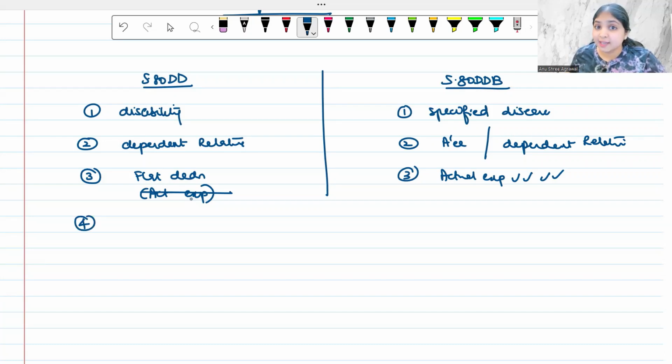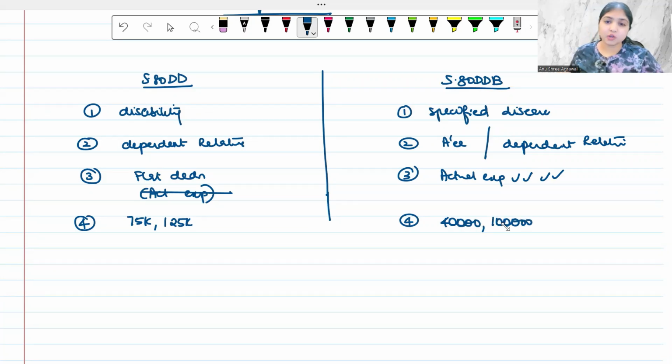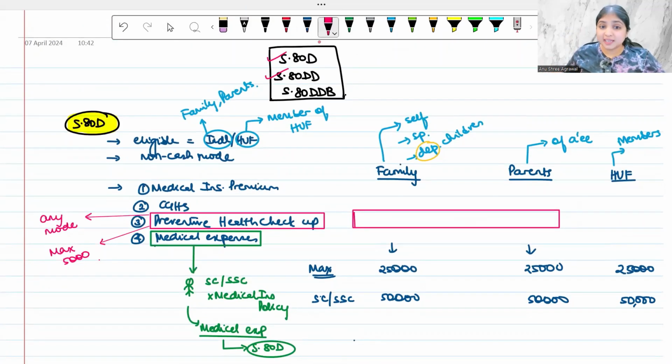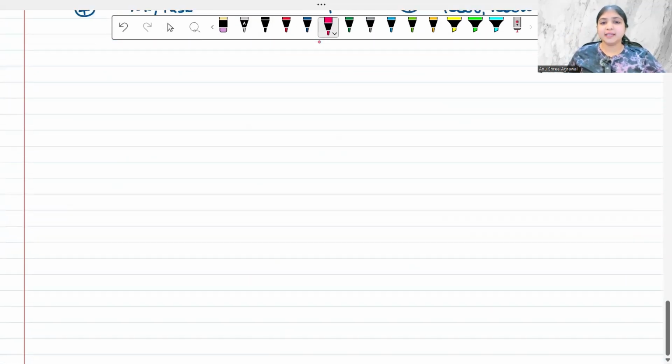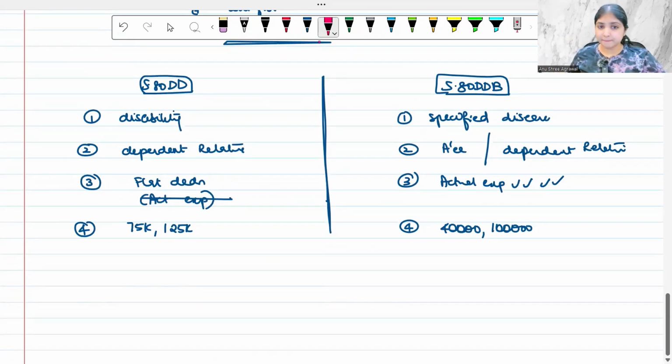In 80DD, your deduction numbers are either 75,000 or 1,25,000 if severe disability. In 80DDB, the numbers are generally 40,000. But if the patient happens to be a senior citizen or a super senior citizen, then 1 lakh rupees. So these are your 4 main points of difference between 80DD and 80DDB. Perfect clarity. Yes, so with this, we have completed all our three 80D sections, 80D, 80DD, and 80DDB.